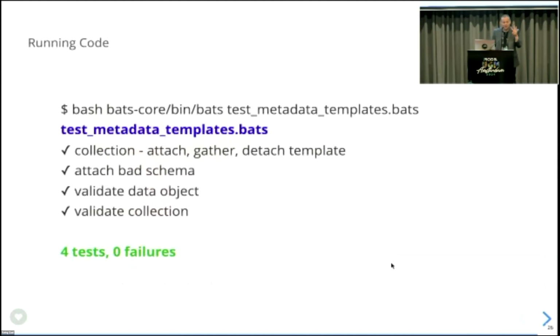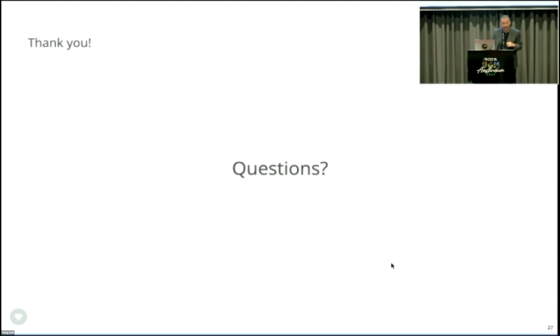I have 4 tests. The top one is doing attach, gather, and detach, and testing whether everything showed up and went away. I gave it a bad schema, and I got the error code out correctly. And then, of course, the last 2 that I showed, and they work. And I think that's it. I almost made it.